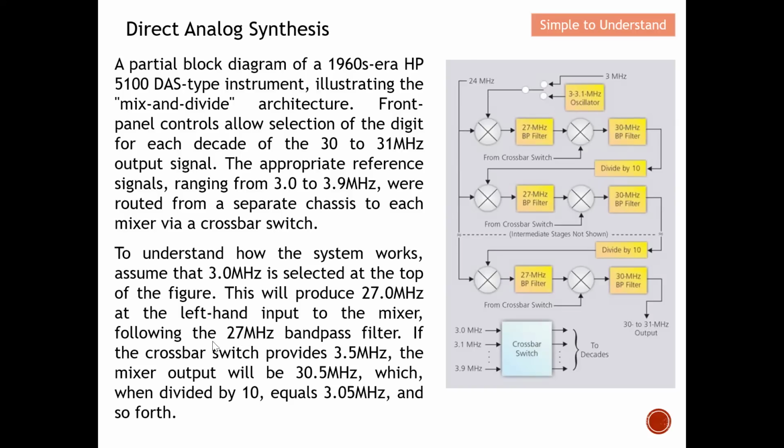Now if the crossbar switch provides 3.5 megahertz, imagine they switch to 3.5 here. So 27 plus 3.5 will be 30.5 megahertz, which is illustrated here. After that, it goes through this divide by 10. When we divide by 10, this equals 3.05 megahertz. So this will become 3.05 megahertz.